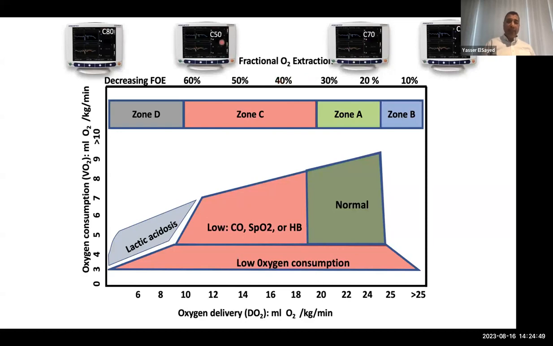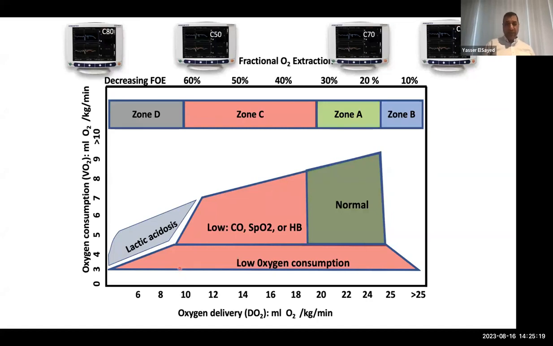And you will see that on near-infrared spectroscopy as a lower number. You will see 60, 50, or even 40, with increased extraction. So the tissues will try to extract more to compensate for the low delivery to maintain normal consumption. So low delivery, but extraction increased, but the consumption is still maintained in this area, until you reach very low delivery, less than 10 ml per kg per minute, or single digit oxygen delivery.